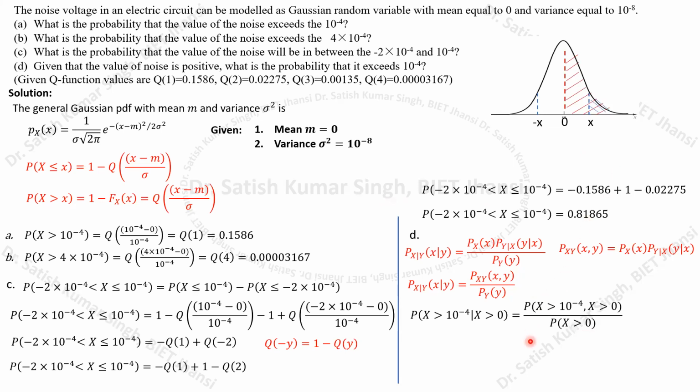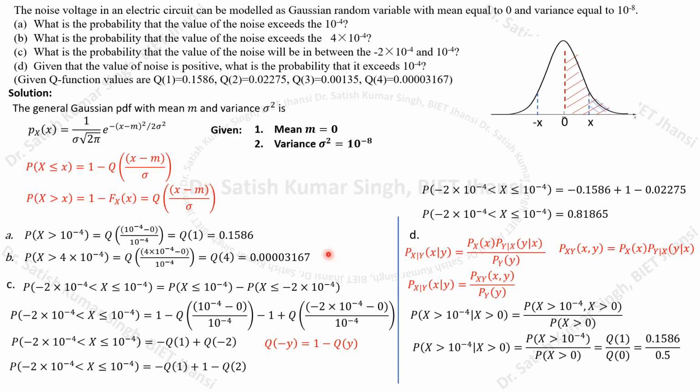So therefore, what we can do is we can write these probabilities, fine? So this equation can be transformed into this particular equation. What is the probability that x will be greater than 10 to the power minus 4, divided by what is the probability that x will be greater than 0, okay? So again, you can use this formula, right? If we use this expression, in the numerator we are going to get Q1, and in the denominator, we are going to get Q0, right?